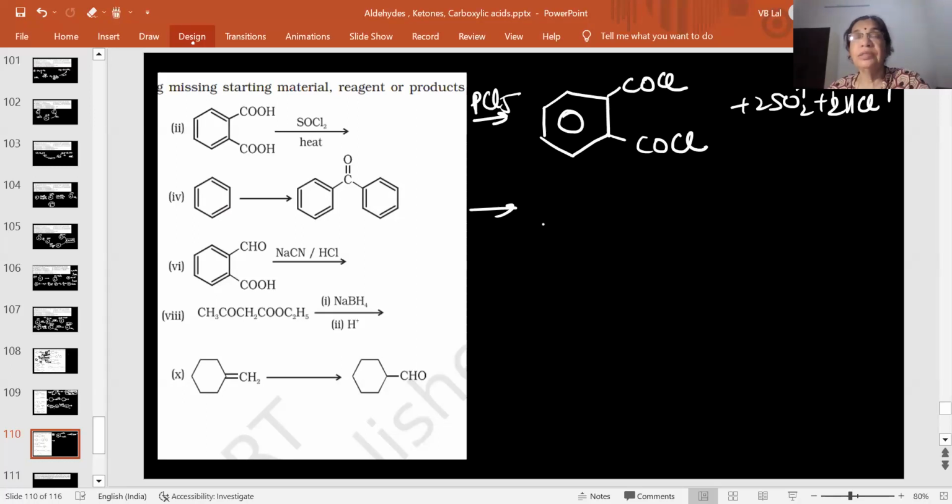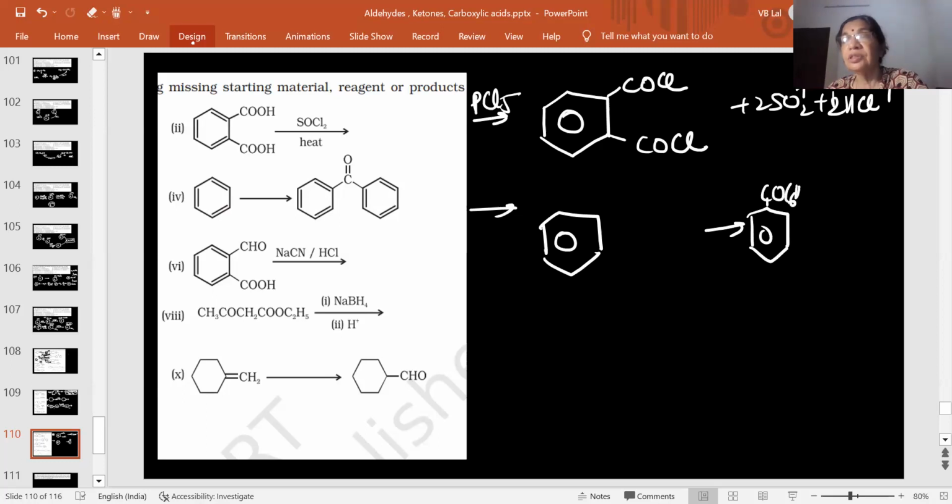Now you have to get benzene. From benzene, you have to prepare C6H5COC6H5. So how can you put this group here? By acylation, C6H5COCl. So with anhydrous AlCl3, Friedel-Crafts reaction. So you will get this. Now the 6th one.